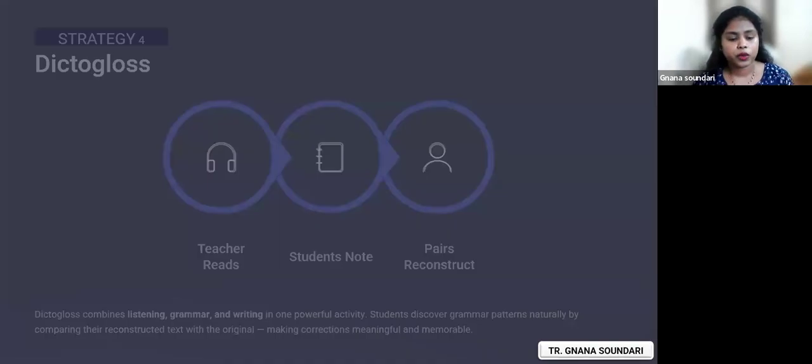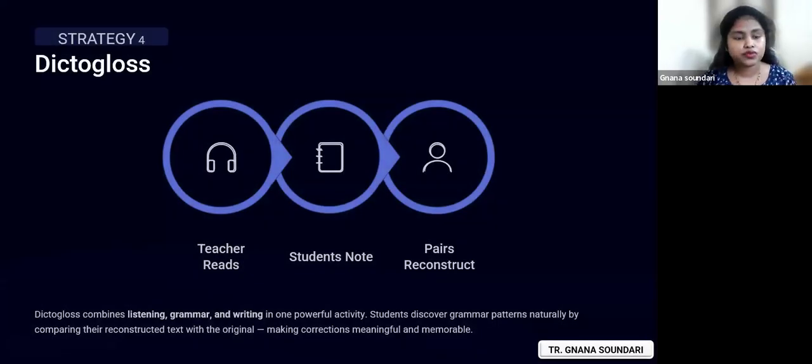Okay, fine. What is your strategy four? Strategy four is dictogloss. So what is dictogloss? It's all about reading a short paragraph twice. In colleges, the professors used to just read the content, and students used to take the notes. That should be started in schools also.